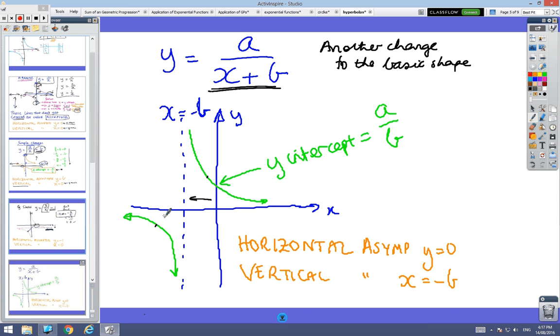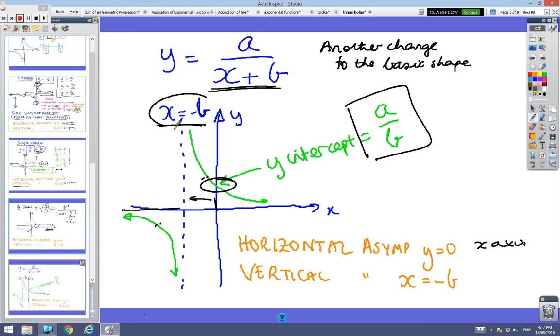It's still on opposite sides, but instead of being at the y-axis for the asymptote, it's just being pushed back to the opposite number, minus b. Okay, so we've got a y-intercept, and the y-intercept is always a on b, and there is no x-intercept this time. Okay, so the horizontal asymptote is the x-axis, and the vertical asymptote is this new line here.